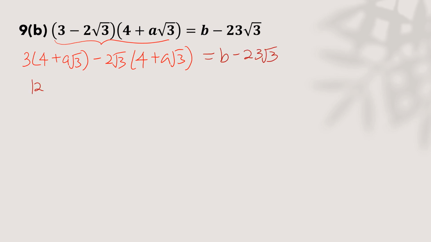That will be 12 plus 3a square root 3 minus 2 times square root 3 times 4. That will give you 2 times 4 first. That's 8. 8 times square root 3 will be just 8 square root 3. And then be careful, there's a trap there. That will give us minus first. Take care of the sign first, and then take 2 times a. That gives you 2a. And square root 3 times square root 3 gives you 3.